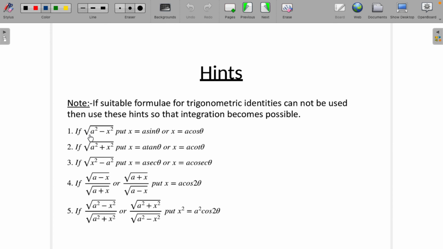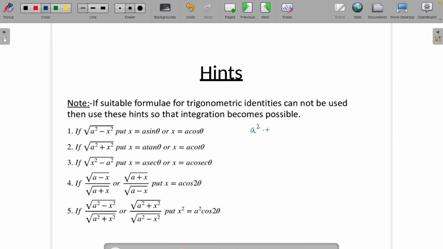If the square root of a square minus x square is present in the question, you will put x as a sine theta or a cos theta. I'll show you how you can put this. Why will we put this? Suppose I put it as a sine theta, children.